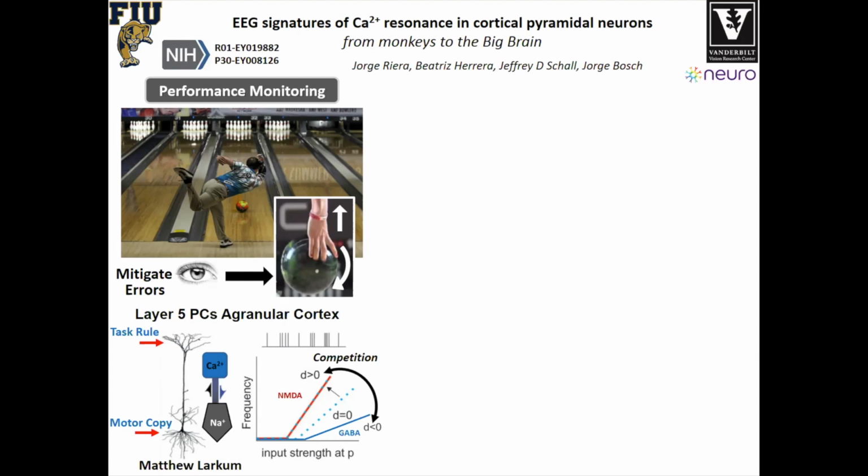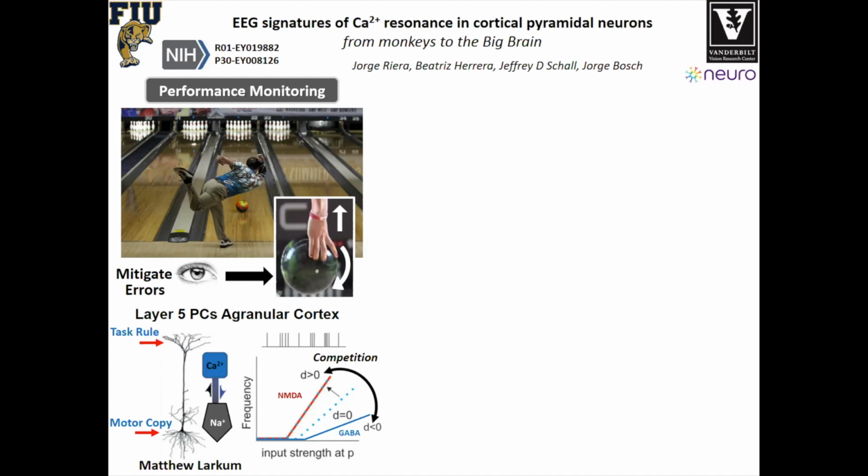It has been postulated by Matthew Larkum's group that this comparison of top-down and bottom-up information is achieved by layer 5 pyramidal cells preferentially, and for that they have this phenomenon that is called sodium and calcium spike resonance, a calcium spike generated at the level of the apical tuft and a sodium spike generated in the soma.